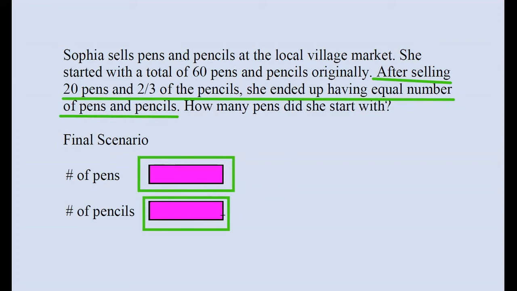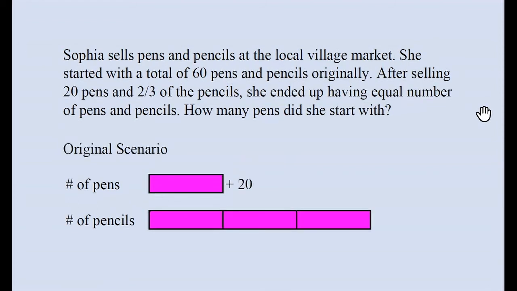Now, we're going to build on this. We're going to start with this and go back and try to reconstruct the original scenario. How do we do that? We're going to do it on the next slide. So what I have here is a reconstruction of the original scenario. Finally, she had 1 rectangle worth of pens in their box, right? Originally, she must have had that box plus 20 pens.